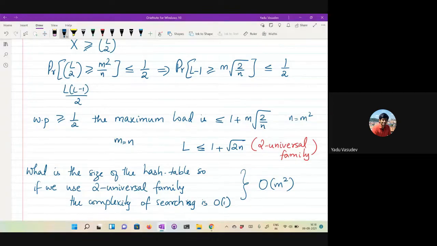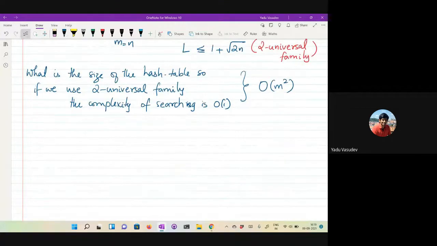So the question is, is it possible to do something better? Is it possible to do hashing in a similar way, but use only order M space, and yet be able to search in constant time? Towards that goal, let's define what is called perfect hashing.